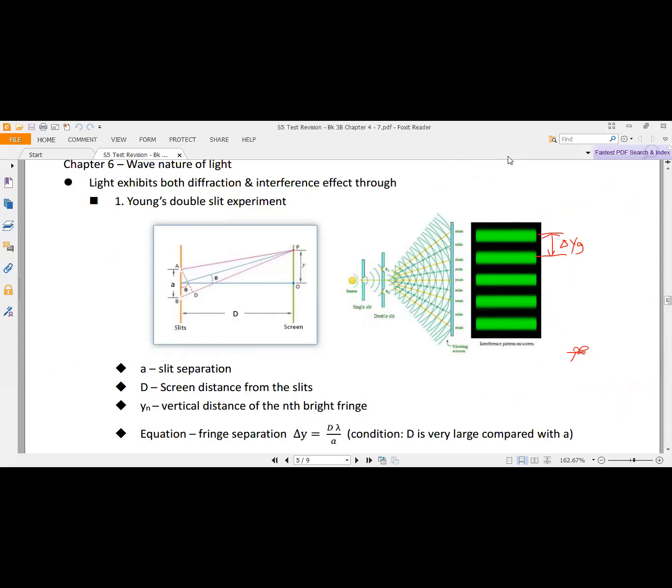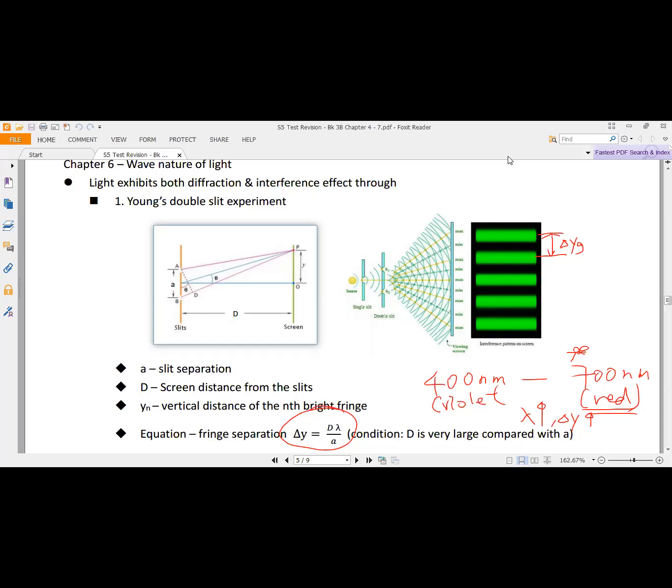So that's why I remind you this. Within this visible light range, red light always has a larger wavelength, right? So be aware of that. It's not given, but that is something you should be able to remember. So yes, very good. Separation is bigger according to the equation here, right? If lambda increases, that means delta y would also increase. So this is how we apply this equation, right?